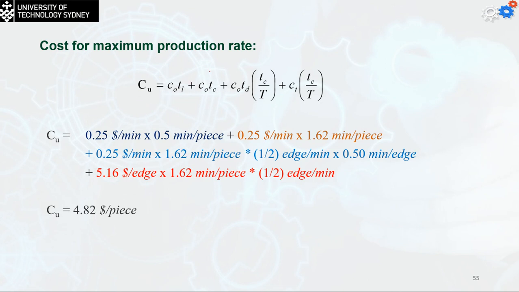Now the cost for the maximum production rate, once again, we're going to use the CU equation. Just remember that the TC value has been reduced, and I expect that the cost actually is going to be calculated once again, and we will find that the CU value is going to be equal to $4.82 per piece.